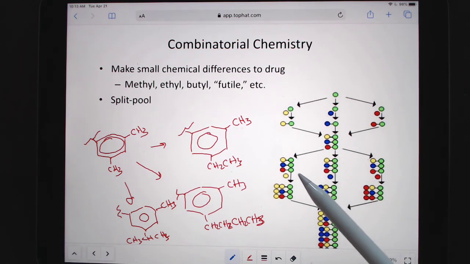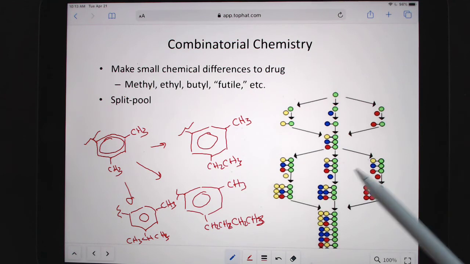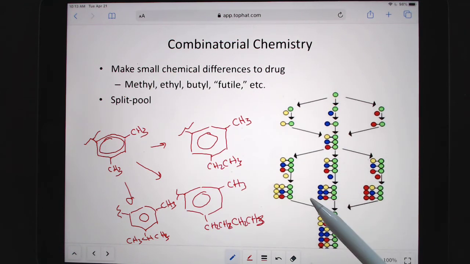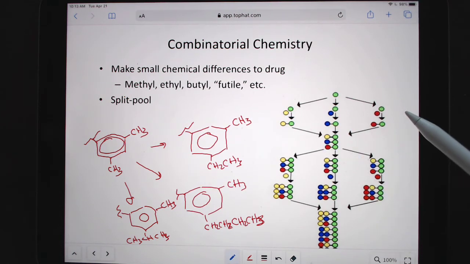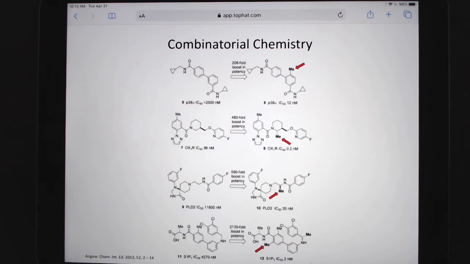These get split. Now these guys get a yellow. These guys get a blue. These guys get a red. And so when you pool these things together, you've got 9 different combinations of these 3. And again, you run these through high throughput screening and see what, if any, of these 9 light up in your assay.